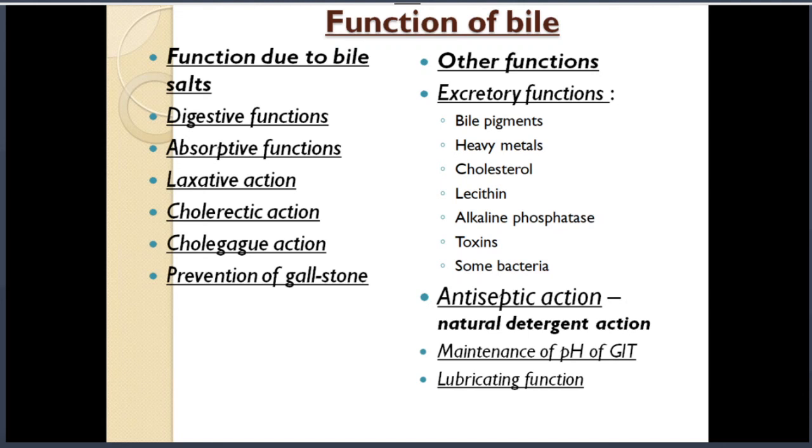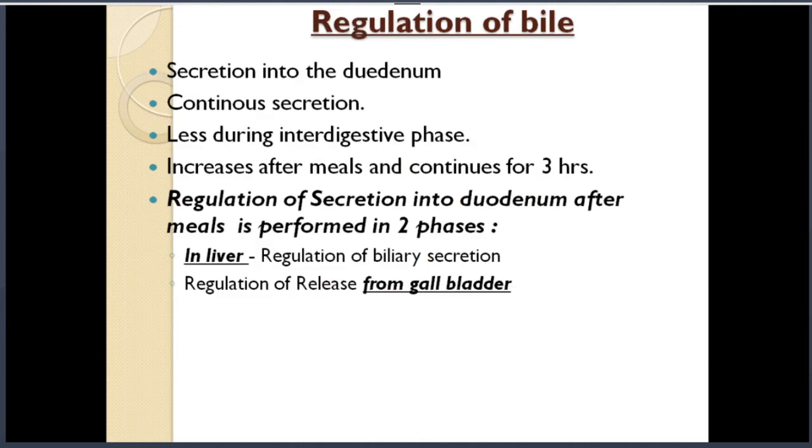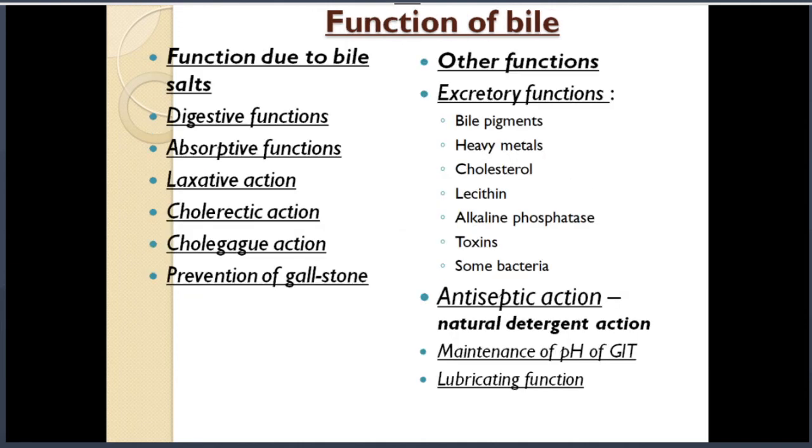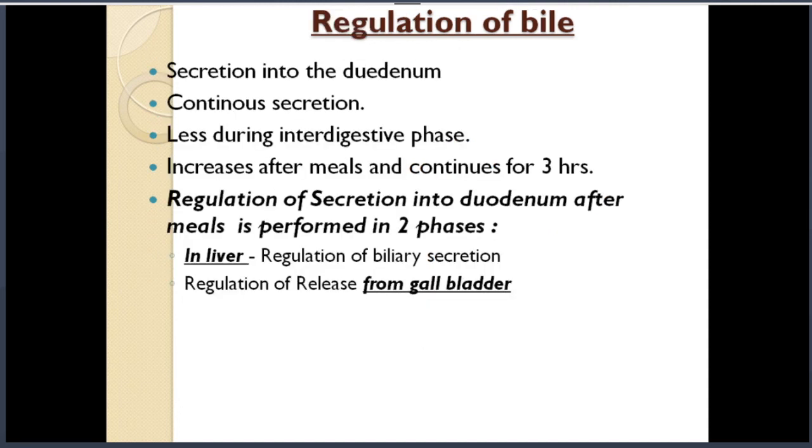It also maintains the pH of the GI tract, as it is highly alkaline. So the acidic chyme that is entering the duodenum is immediately neutralized by this alkaline bile. This provides the appropriate medium for the action of the enzymes in the intestine. And due to the presence of mucin in it, the bile provides a lubricating medium to the chyme for its motility in the intestine.